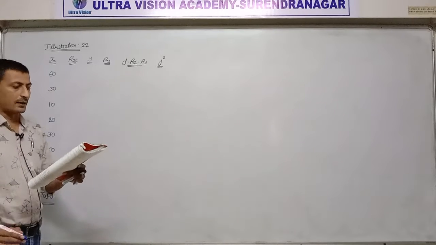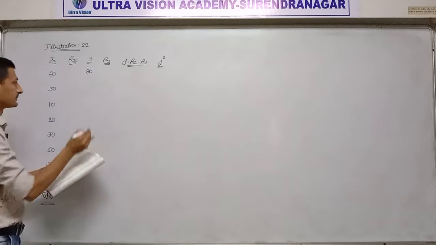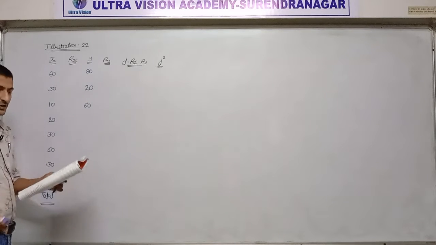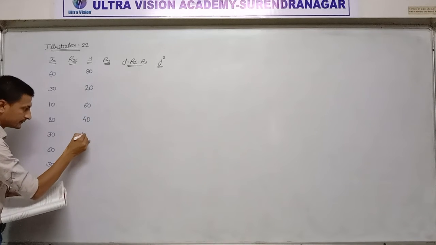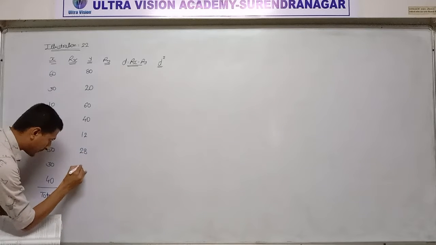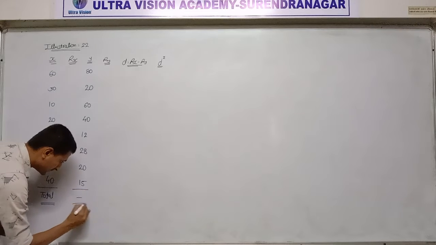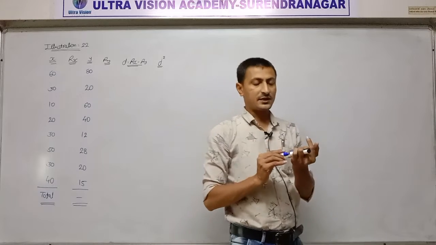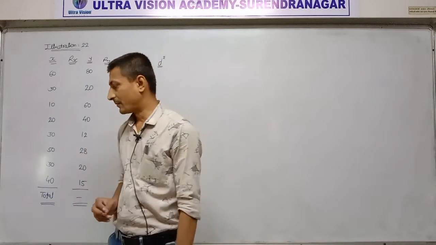Okay, next variable y, marks in dancing skill: 80, 20, 16, 40, 12, 28, 20, and the last. Okay, the two variables are already given. Marks in economics is considered variable x and marks in dancing skill is variable y.